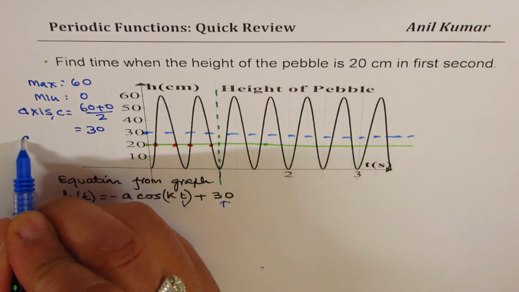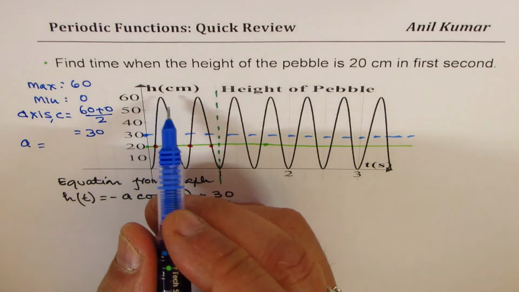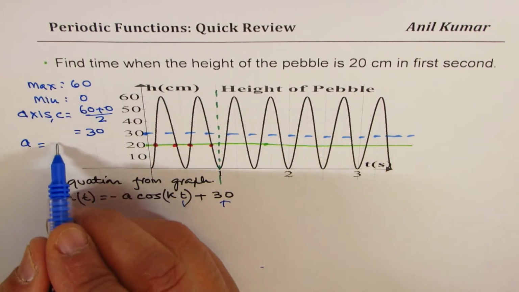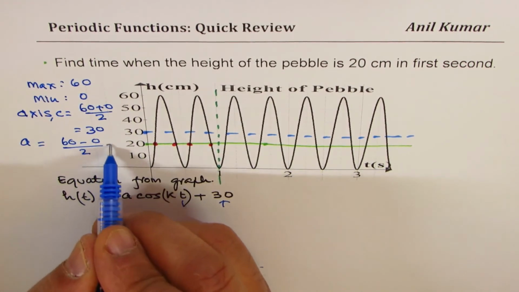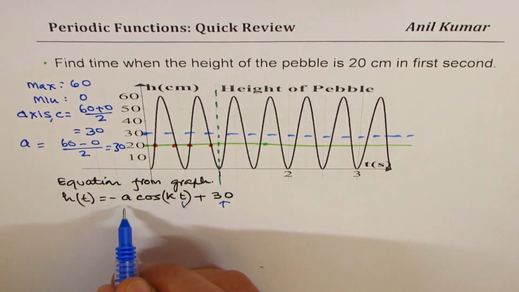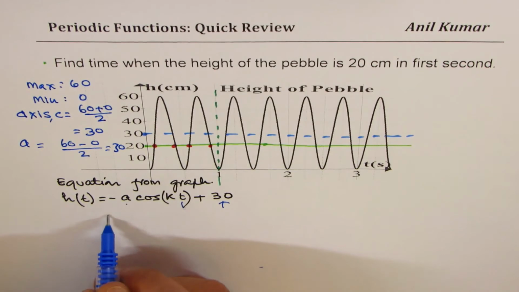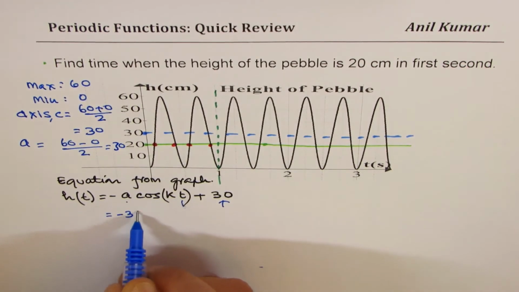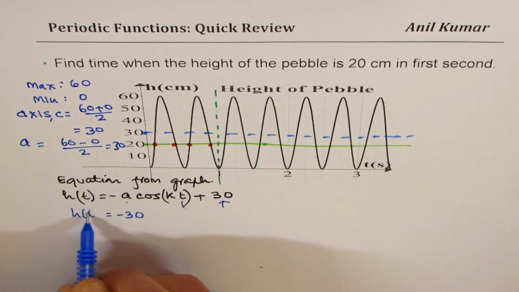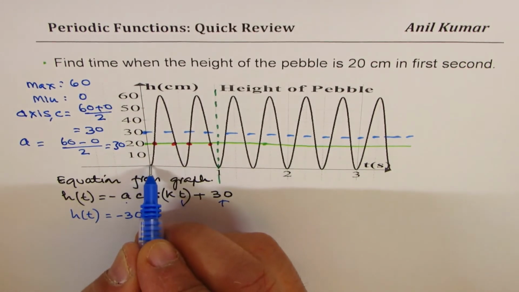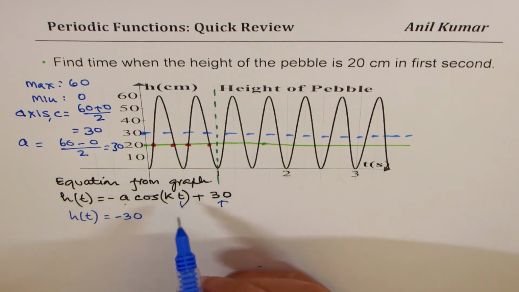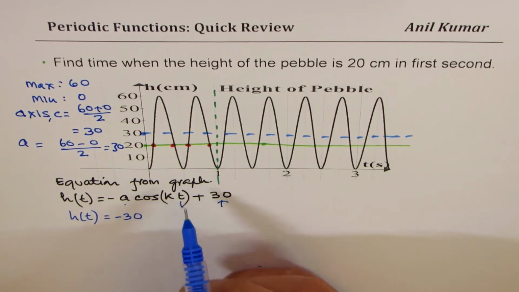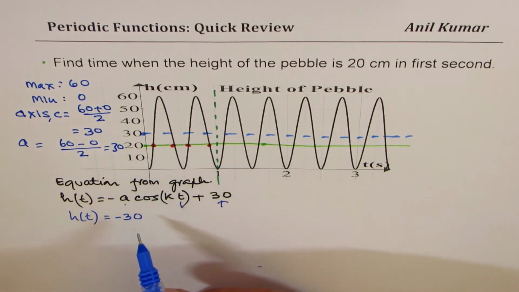Now amplitude A is maximum minus minimum, that is 60 minus 0 divided by 2. Which is also 30 in our case. So now we know A is 30. So we will write minus 30 here, right? So h of t equals minus, because it starts from the minimum, not from the maximum, or you could write phase shift d as half of the time period.